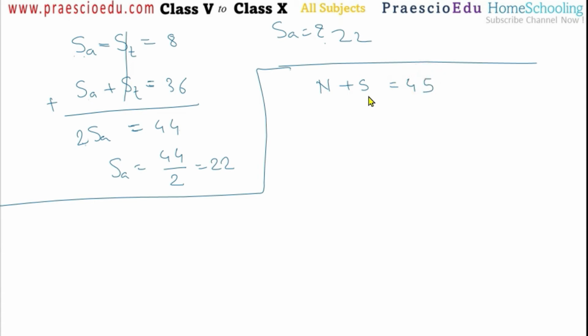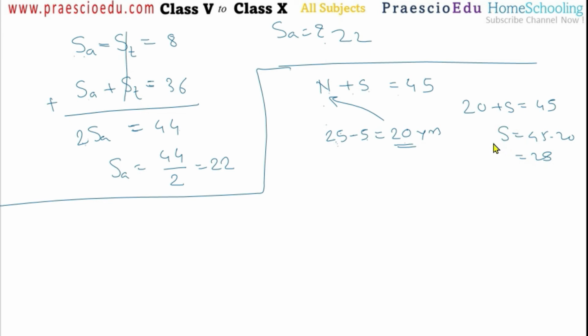After 5 years Naitik will be 25 years old. So if we do 25 minus 5, his current age is 20 years. After 5 years his age will be 25, which means if we subtract that 5, we get the current age. So this 20 we can put in this equation. So 20 plus S is equal to 45. So S is equal to 45 minus 20, which is 25. So the current age of Shlok is 25.